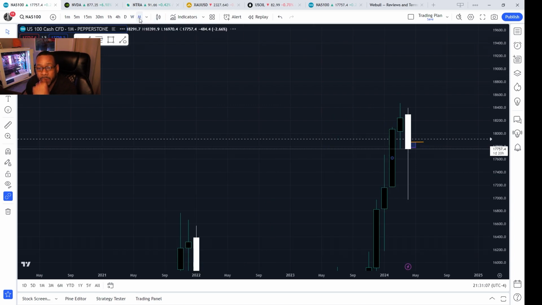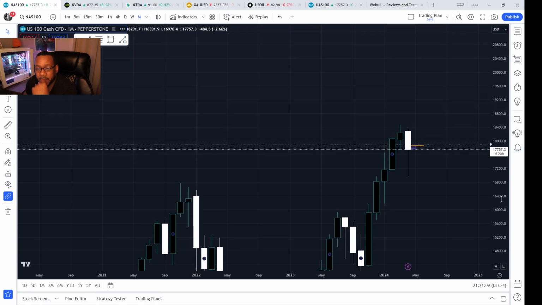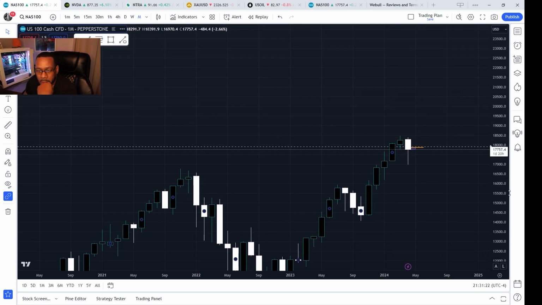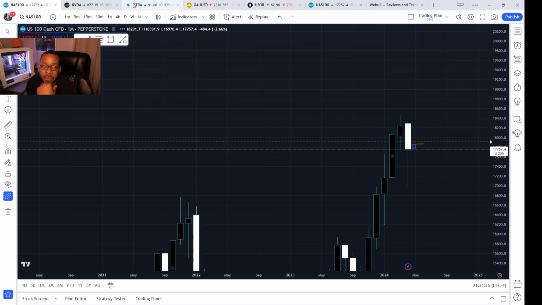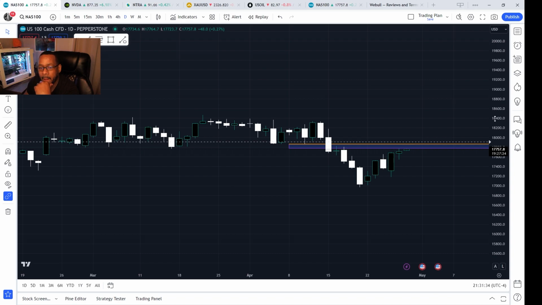Real quick. Month is bearish. This long wick though for the month still tells me that buyers are in control. Long wick says buyers are still in control. Has the momentum turned? We don't know. And again, there may still be opportunities. We'll look at it. Let's go to daily.